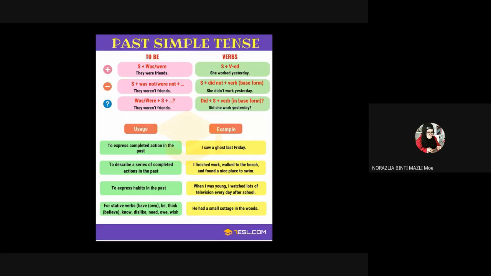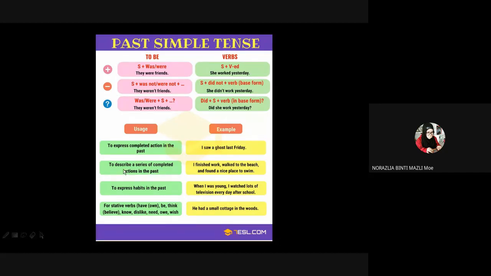The first one is to express completed action in the past. Apa maksud completed action in the past? Maksudnya benda tu dah berlaku, dah habis dah. For example, I saw a ghost last Friday. Alamak, today last Friday kan? Habis lah. Malam ni lah, hati-hati. Okay, so what happened is last Friday I saw a ghost.